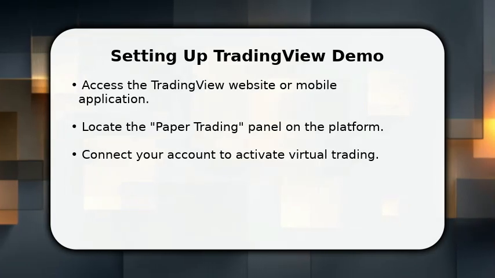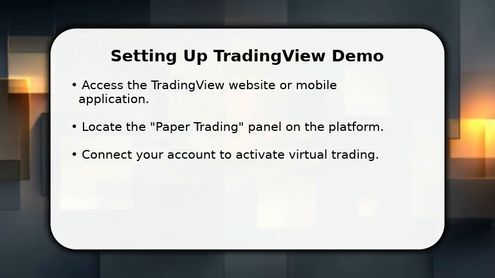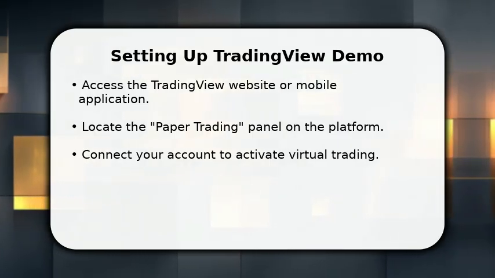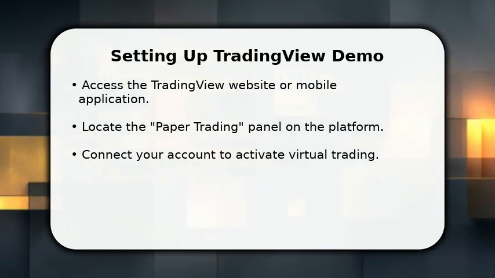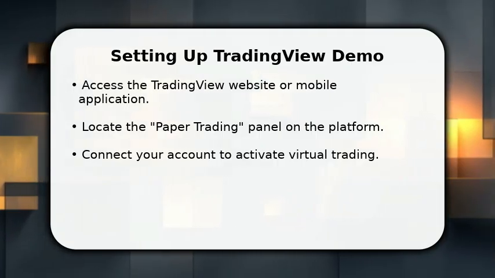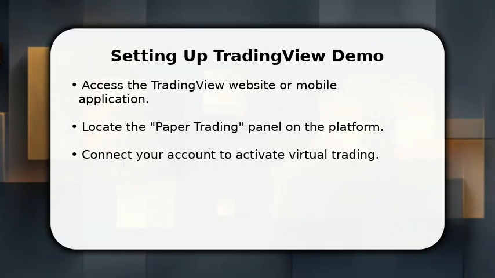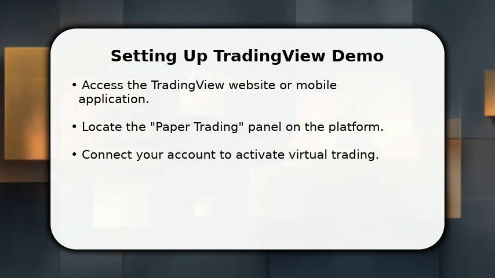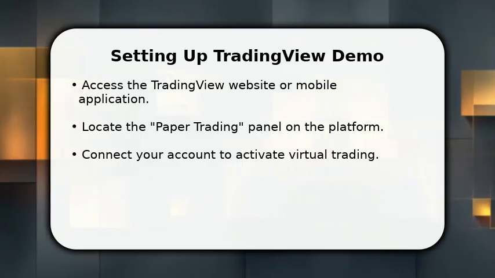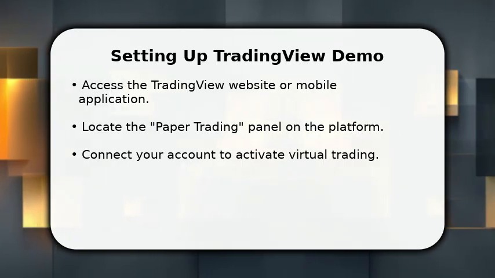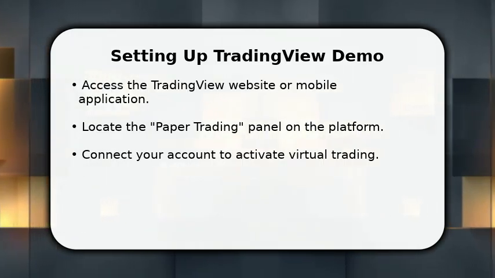Enjoy the video. In this video, I will show how to set up a TradingView demo account. First, navigate to the TradingView website or open their mobile application. Once there, look for the paper trading option, usually found in the trading panel at the bottom. Click on it and then select Connect to link your virtual account. This simple step activates your demo environment, allowing you to practice without any financial risk.